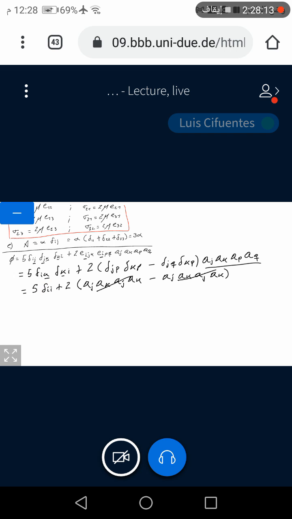So at the end, what we have is just delta 11 plus delta 22 plus delta 33. The diagonal of this Kronecker delta, so this is 5 times 3, this is just 15, yeah. All right.